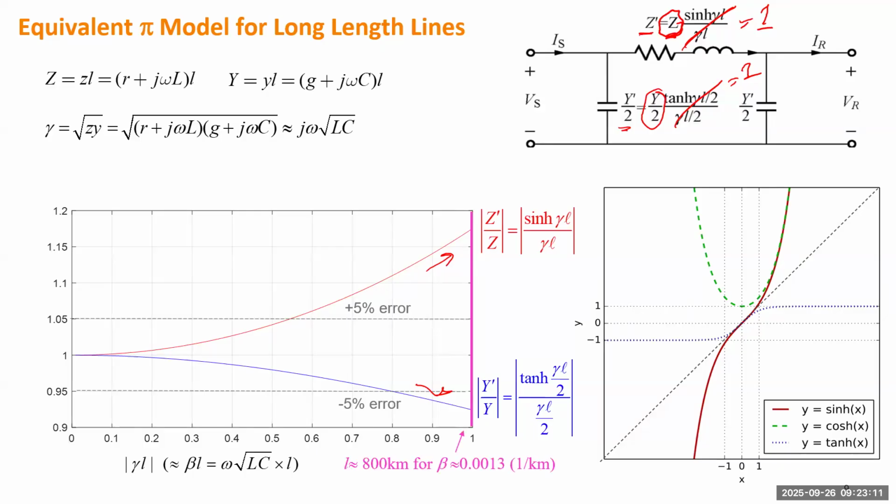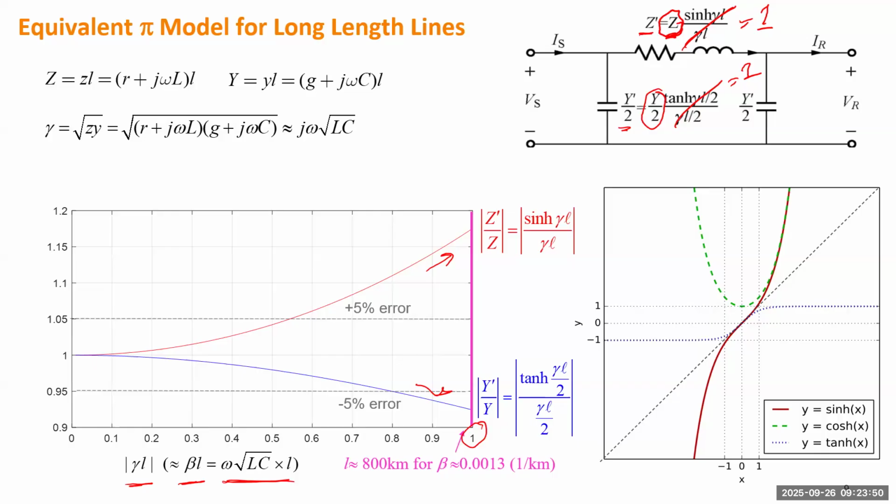So what is the longest distance in this plot? So here the end is 1, because the x means gamma L, the absolute value of gamma L. Gamma is, if we ignore the loss, the gamma L will be roughly beta L. Beta is the imaginary part of gamma. Okay, so from the previous slides, beta L can be calculated by this formula: the frequency multiplied by the square root of L times C, then multiplied by distance.